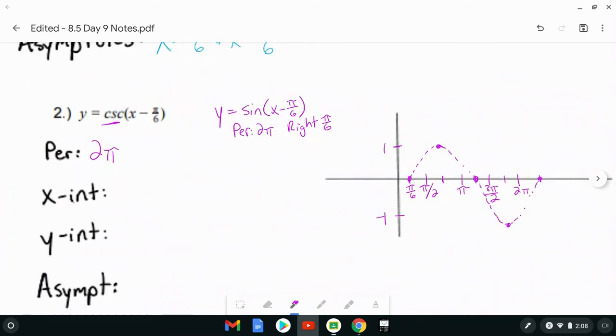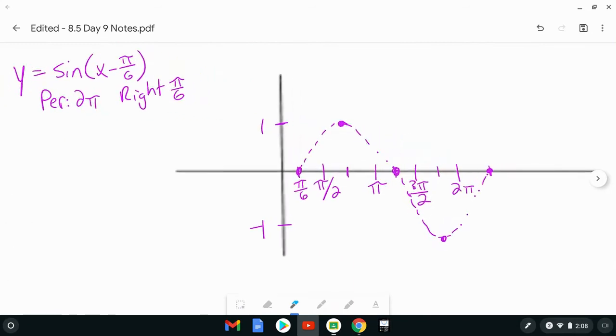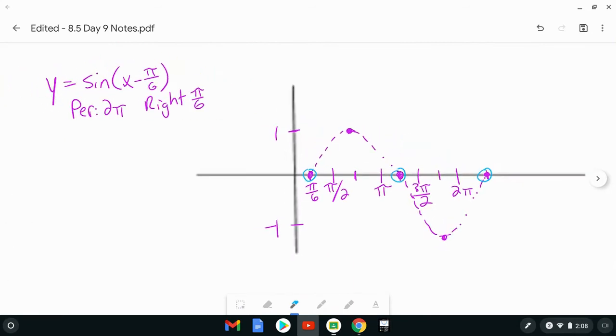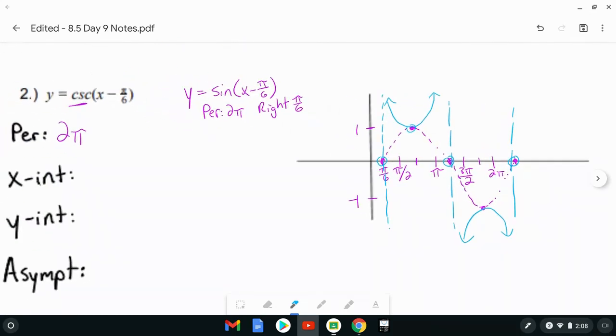Now, what we want to do, again, is we note that for cosecant, anywhere there is an x-intercept on the sine function, that would be an asymptote on the cosecant function. And then anywhere there's a max or a min, that is our max or min flipped outward on our cosecant graph. So that's the general graph of cosecant of x minus pi over 6. We note that, again, if we get rid of the purple, the blue represents our cosecant graph, so there are no x-intercepts because those are asymptotes, and our blue graph never comes anywhere near the x-axis.